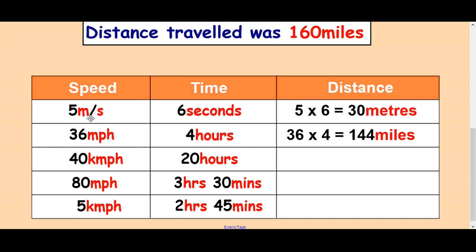So the units come from the speed. If you look at the speed's units, like meters per second, so it's meters, and miles per hour, so it's miles. So hopefully you can guess what the next one is. Have a guess. The next unit will be kilometers because it's kilometers per hour. So 40 kilometers per hour, so 1 hour, 40 kilometers. So in 20 hours, 20 times 40, so 800 kilometers. So that's the basic idea of this lesson. Now we'll look at these kind of harder ones later on, 3 hours and 30 minutes and 2 hours and 45, but not just now.